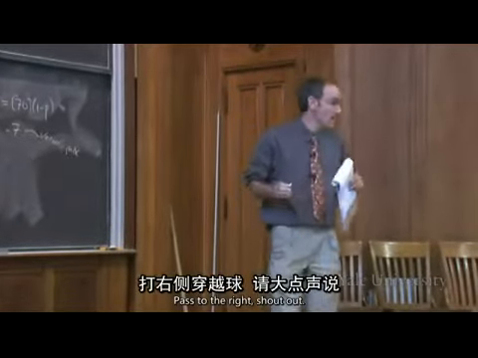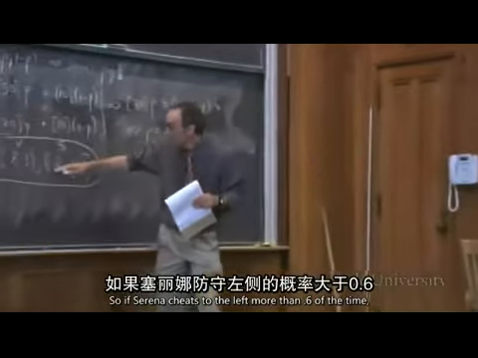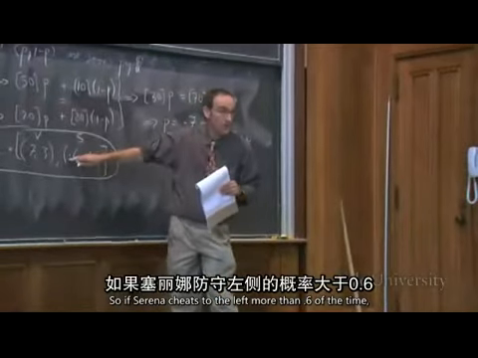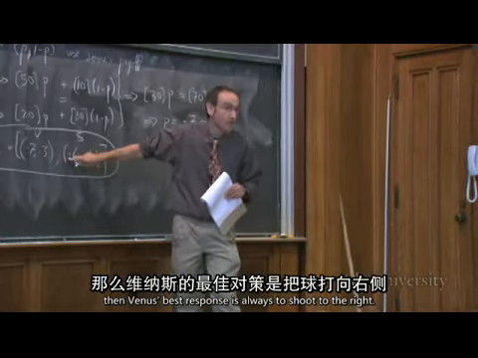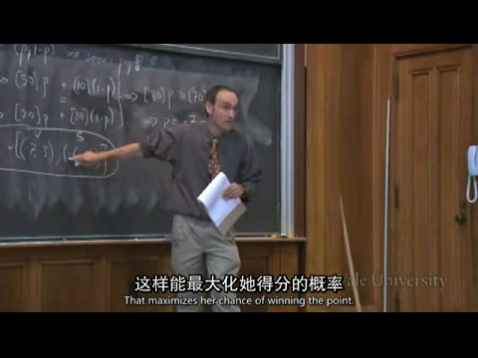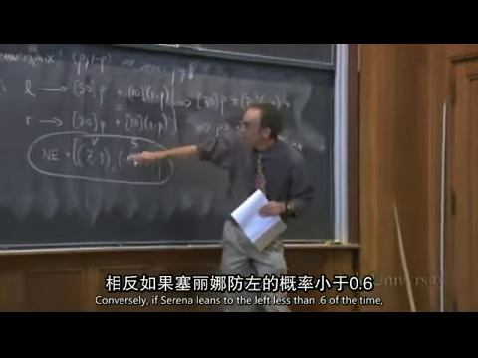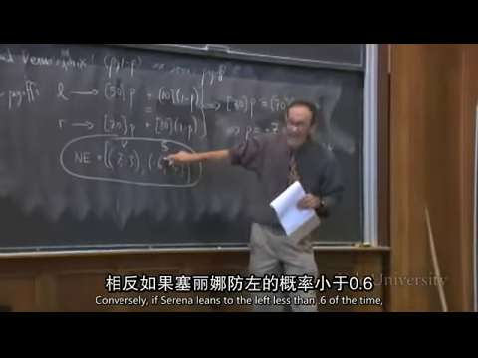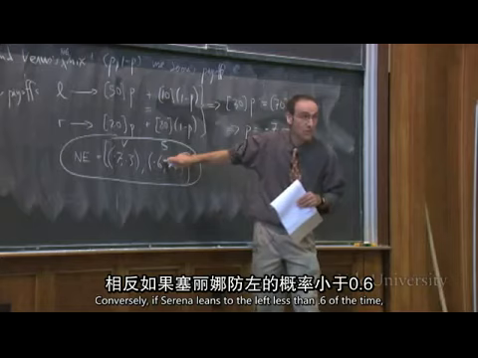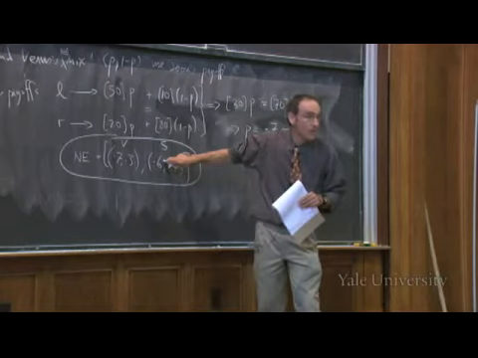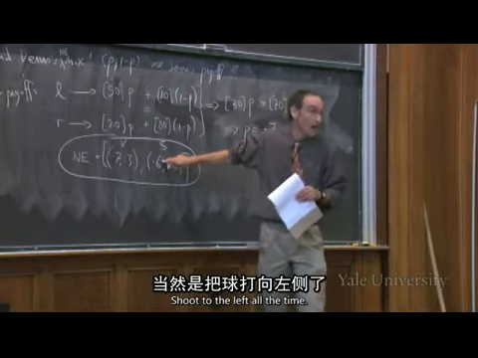Yeah, pass to the right. Pass to the right, exactly. So if Serena cheats to the left more than 0.6 of the time, then Venus's best response is always to shoot to the right. That maximizes her chance of winning the point. And conversely, if Serena leans to the left less than 0.6 of the time, then Venus should do what? Shoot to the left all the time.